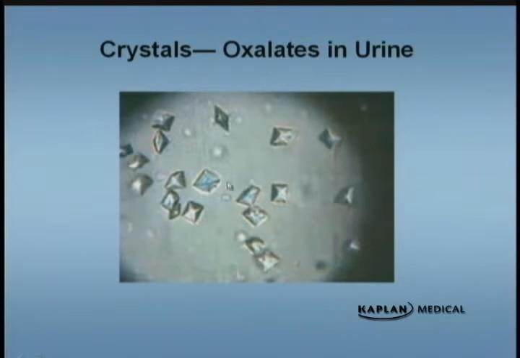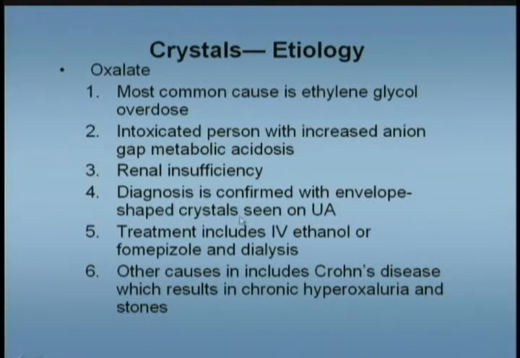You treat it with ethanol or fomepizole. Ethanol and fomepizole prevent the production of the oxalic acid. Dialysis is used to get the oxalic acid off of you. Dialysis removes the oxalic acid and the ethylene glycol from your blood.